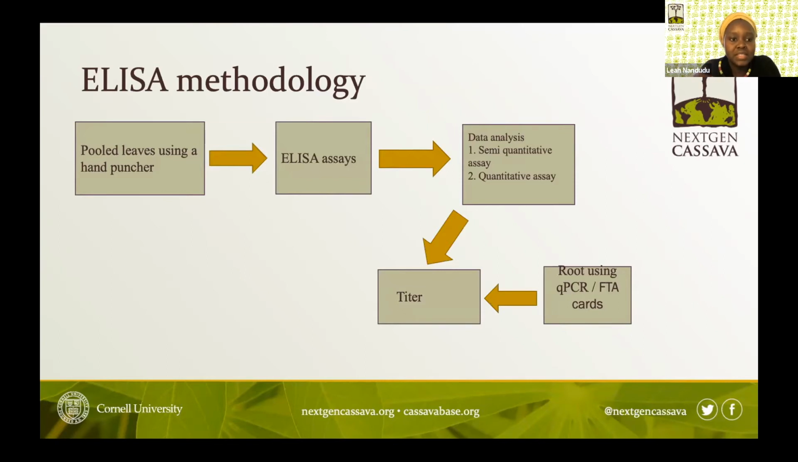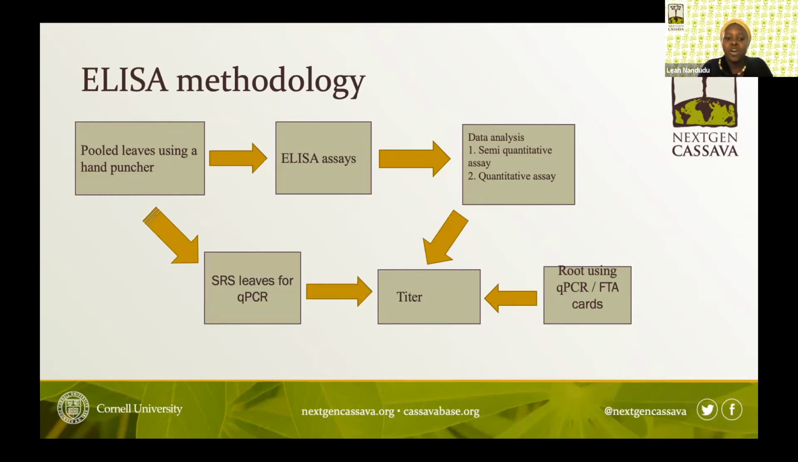Now, in the incident that we don't trust the results from an ELISA plate, we have stored extra samples as herbariums. So we could conduct simple random sampling on the leaves and make sure that we carry out qPCR on those leaves to confirm the viral titer.